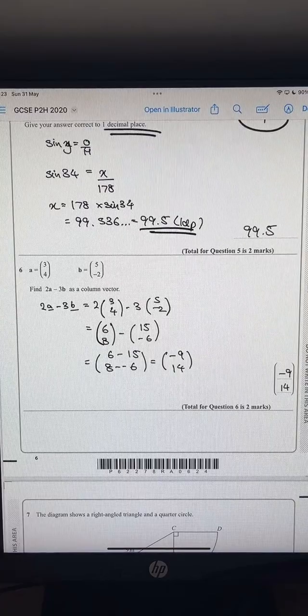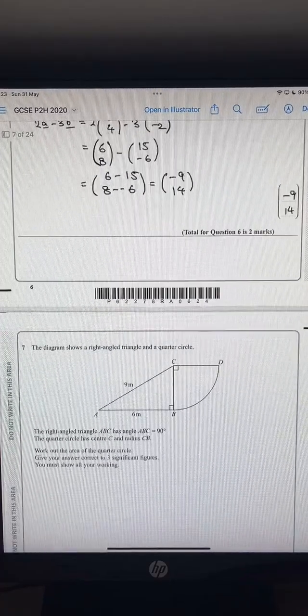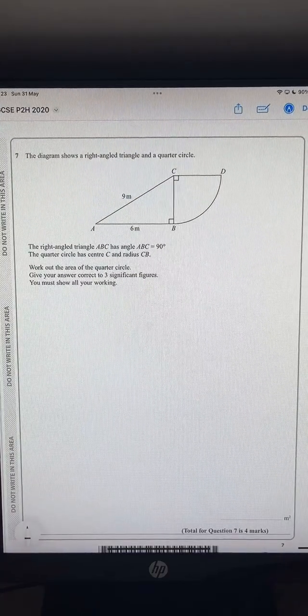If you want to do more questions like that, I've got a video about column vectors. I think it's one of the first few videos I've made, so just scroll down my page and you'll find a video similar to this style of question right here. But yeah, hopefully this is all making sense so far. I'm loving all the interactions, guys. Keep it up. Okay, question 7.